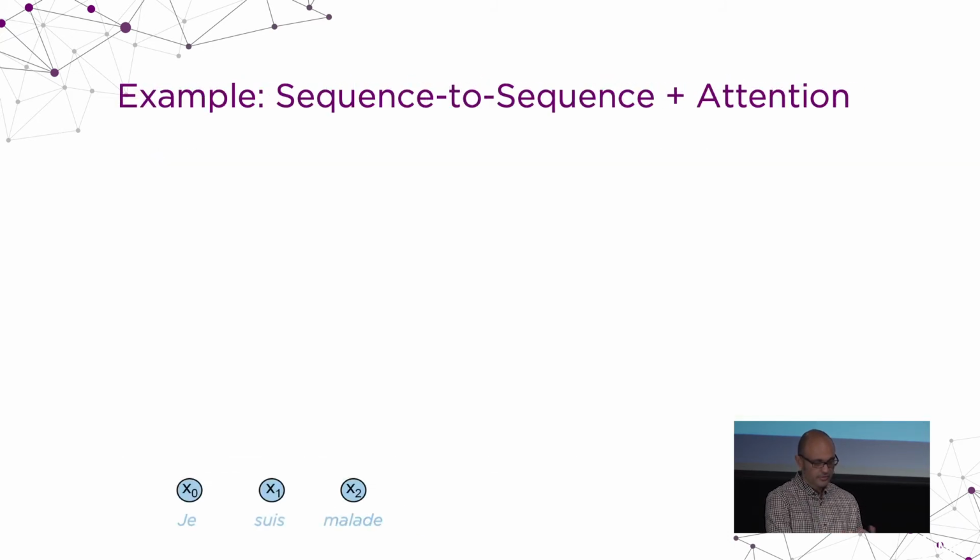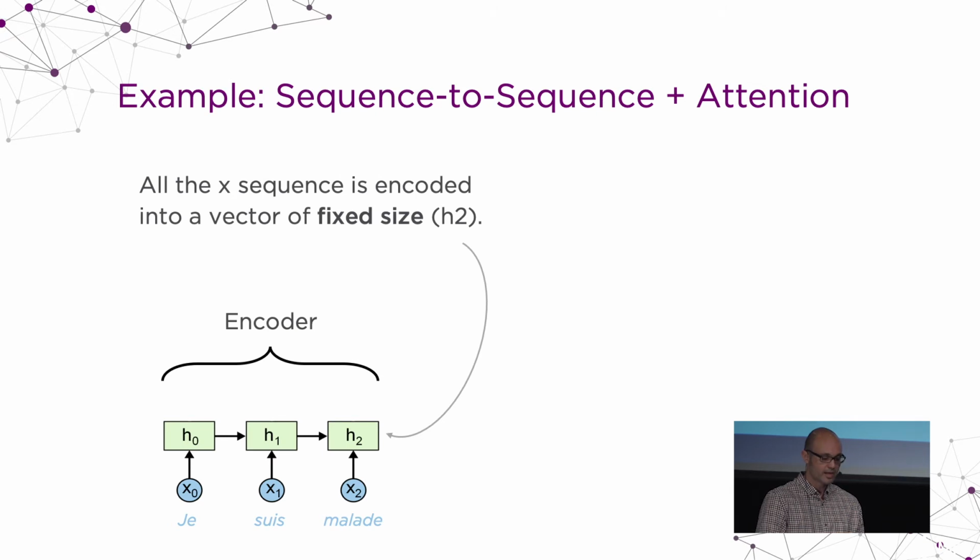And in fact, you can remember this example. We used "Je suis malade", so we were trying to translate French to English. And we saw in the previous sequence-to-sequence system, the one without attention, that we were running the encoder. And now we are doing the same thing. So here, nothing changed. At this point, we still don't have attention, because attention is something that happens in the decoder. So here we do exactly the same thing.